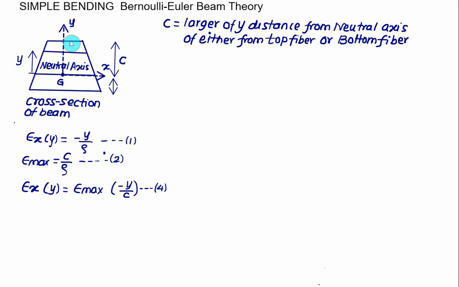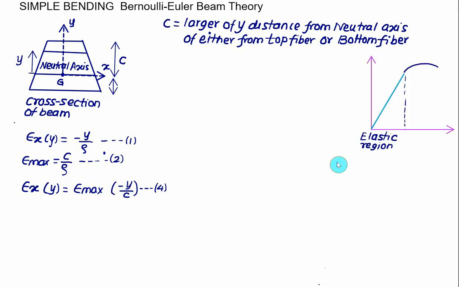So if we consider this cross section here, the top fiber is farther from the neutral axis, and therefore this is a larger distance as compared to the bottom fiber from the neutral axis. And in general, if I substitute for rho in equation 1, I get the strain along the x direction, which is a function of y, equal to the maximum strain multiplied by minus y divided by c.